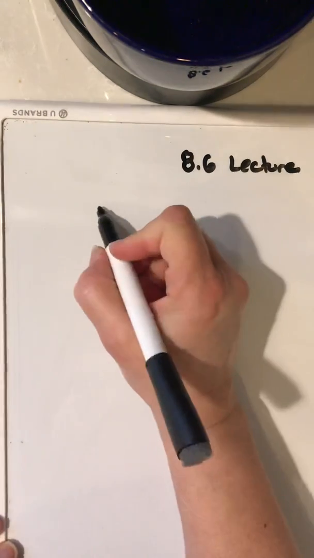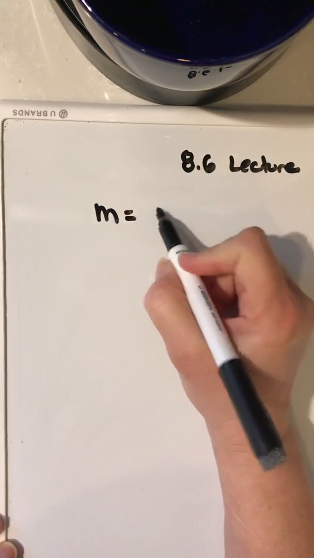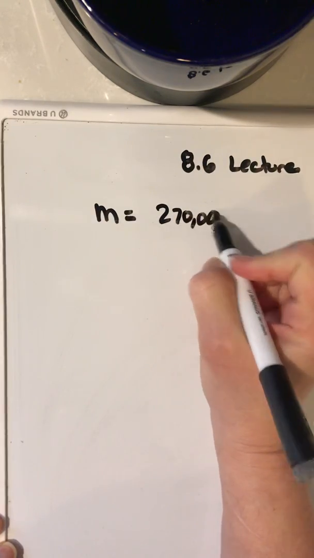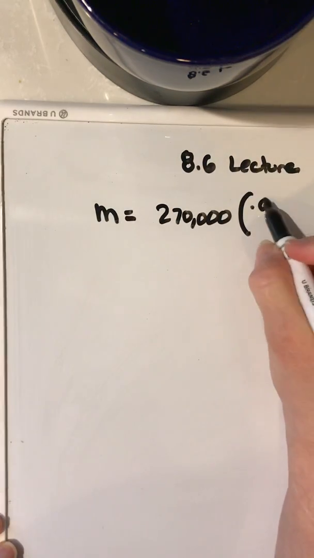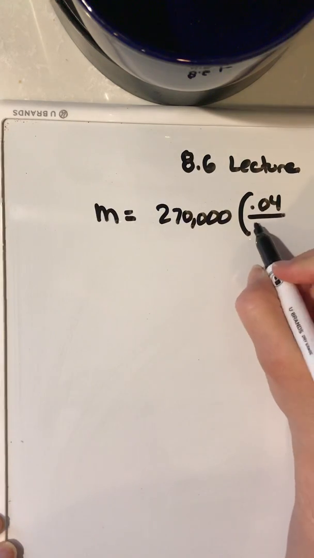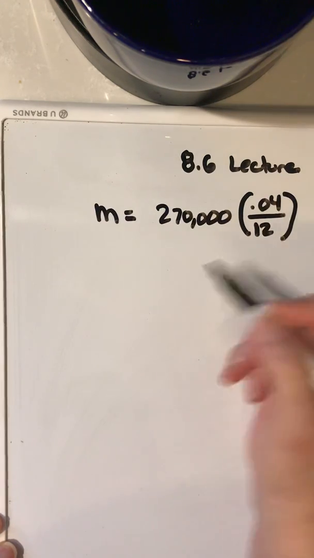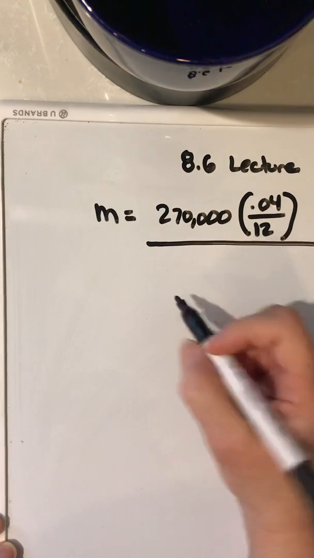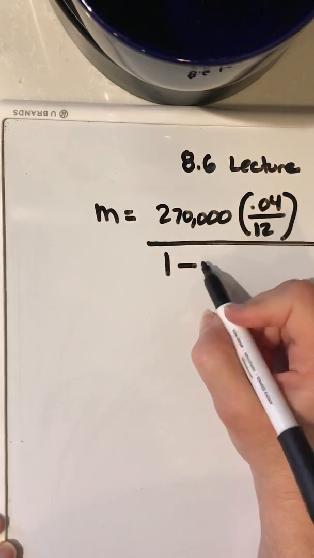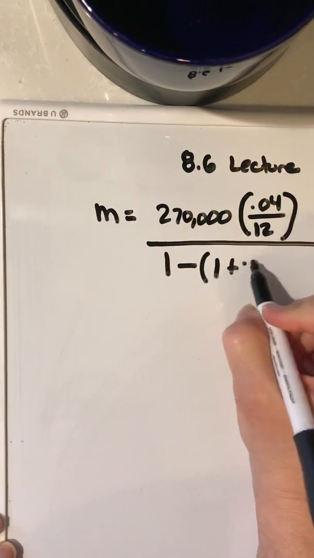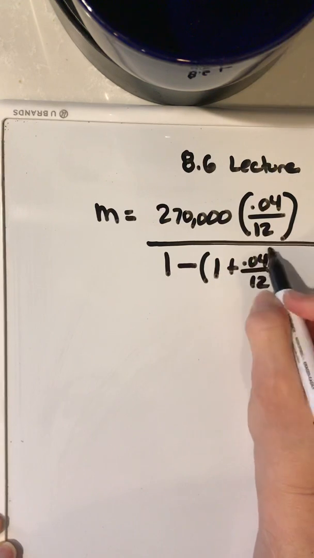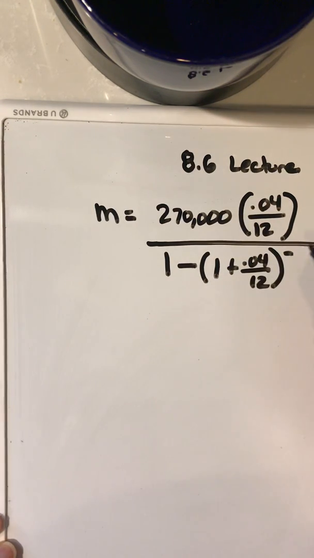Okay, we have M equals 270,000, that's the amount of the loan. 0.04 is the interest over 12, which is our compounding period. All over 1 minus 1 plus 0.04 over 12 to the negative N times T. N is 12 and T is 30.